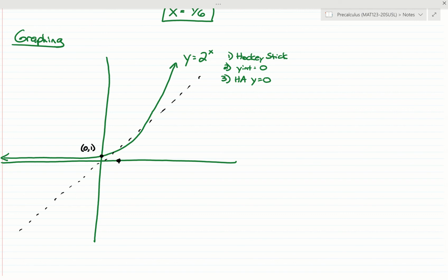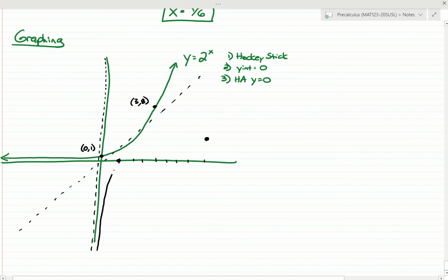And then if we take the point, like let's say when x is 3, 3, 8 would be like over here. And we reflect it, that would be 8, 3. The horizontal asymptote, that was y equals 0. If we reflect that, so instead of y we use x equals 0, we get something that looks like this. And our graph for the log would look like this.